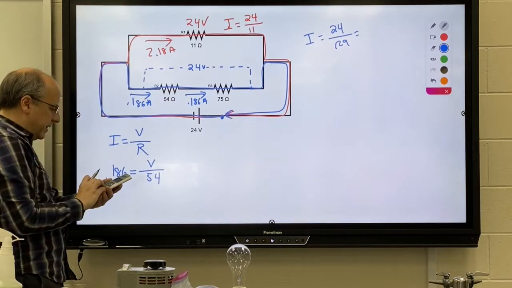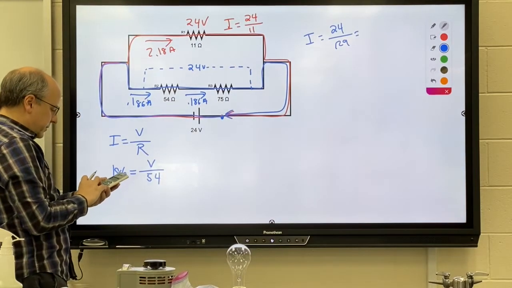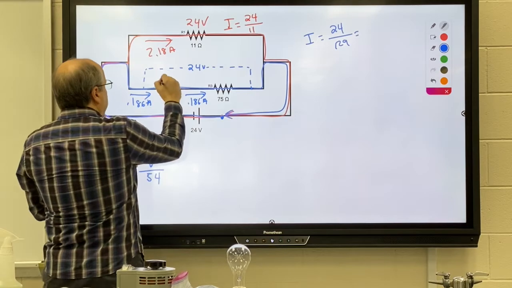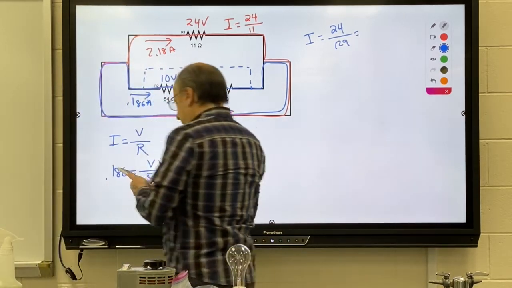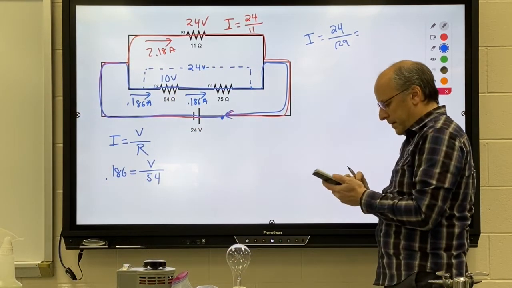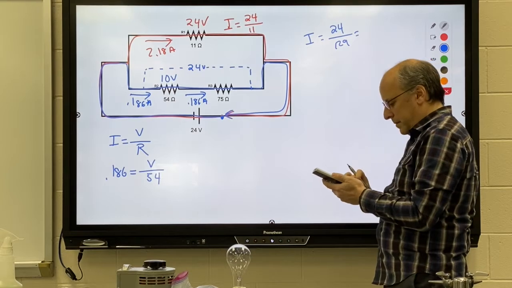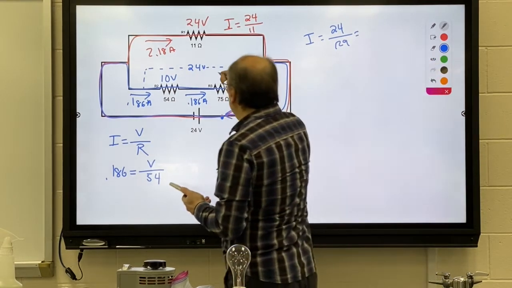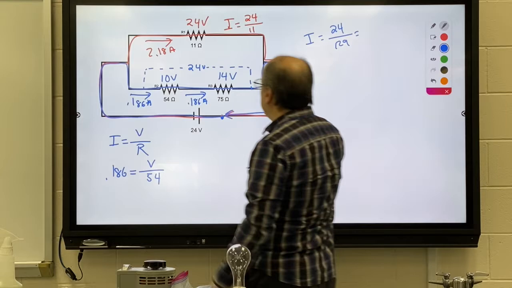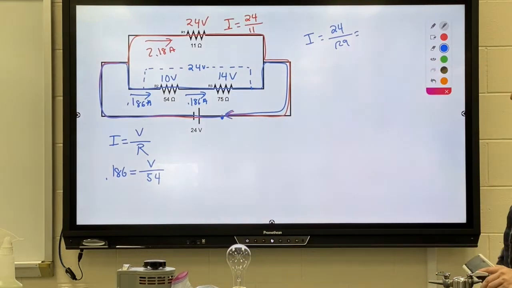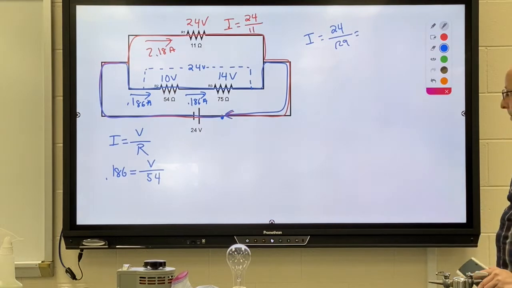And we can find the individual voltages. We get about 10 volts here. And we get about 14 volts here. You can see they beautifully add up to the total of 24 that we were supposed to get.